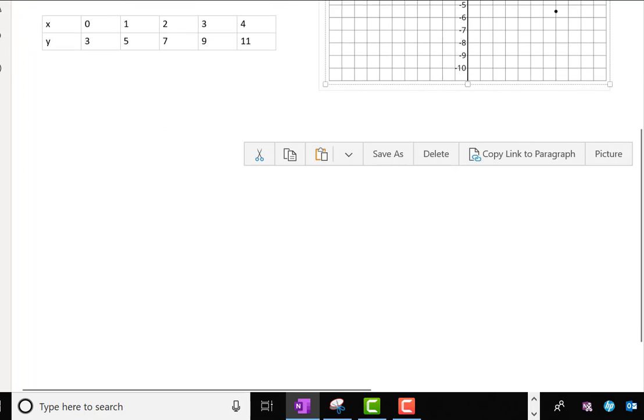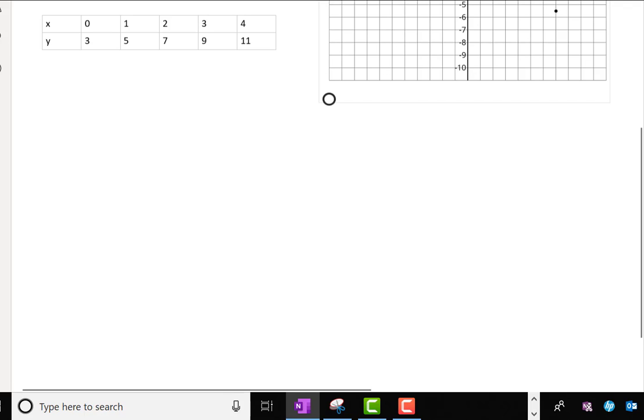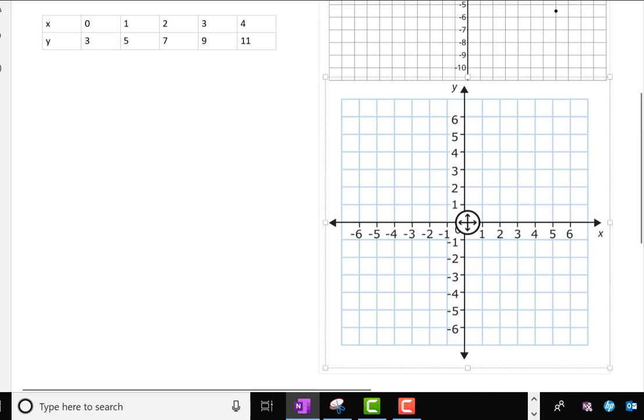All right, so let's look at the next one. I'm going to insert that graph again. Actually, I don't like that graph. I'm going to insert this graph this time. We'll try this one. Notice my table is the same, but it's going horizontal instead of vertical. So the first thing I want to do is look at the y. How do I go from 3 to 5? 5 to 7, 7 to 9. What's the rule, or what is the pattern? That rule would be plus 2. 3 plus 2, 5. 5 plus 2, 7. 7 plus 2, 9. 9 plus 2, 11.